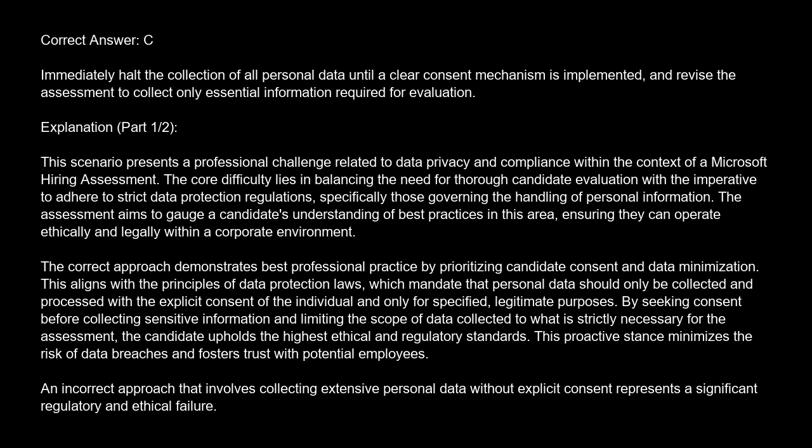The correct approach demonstrates best professional practice by prioritizing candidate consent and data minimization. This aligns with the principles of data protection laws, which mandate that personal data should only be collected and processed with the explicit consent of the individual and only for specified, legitimate purposes. By seeking consent before collecting sensitive information and limiting the scope of data collected to what is strictly necessary for the assessment, the candidate upholds the highest ethical and regulatory standards. This proactive stance minimizes the risk of data breaches and fosters trust with potential employees.